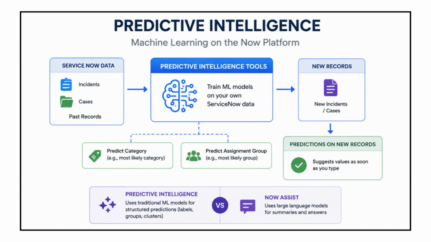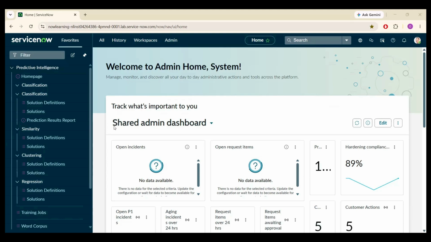Unlike Now Assist, which uses large language models for summarization and answers, predictive intelligence uses traditional ML models focused on structured prediction like label, group, and clusters. Now let us discuss the four important frameworks of ServiceNow predictive intelligence. That is classification, similarity, clustering, and regression.